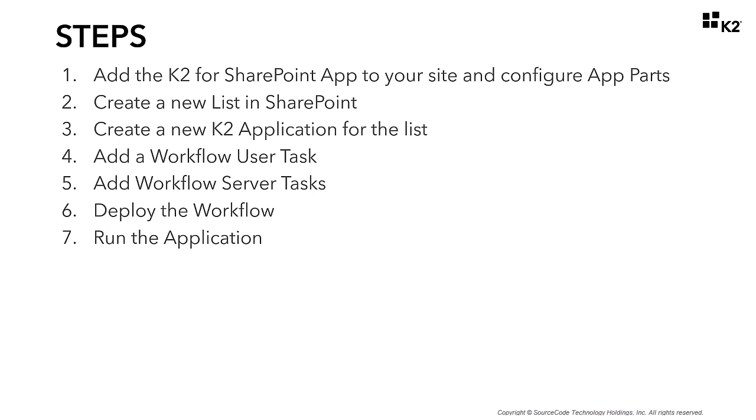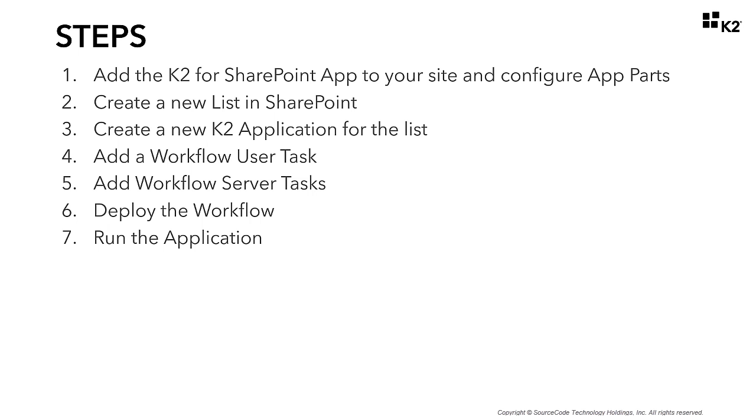We've broken this build down into 7 key steps for getting a K2 application up and running. In step 1, we're going to look at how to add the K2 for SharePoint app to your site and configure K2 app parts like the K2 work list on a web part page. Step 2 will walk you through adding a new list to your site and, combined with step 3, teach you how to enable the K2 application for this list and wire it up as a data source in K2 for SharePoint.